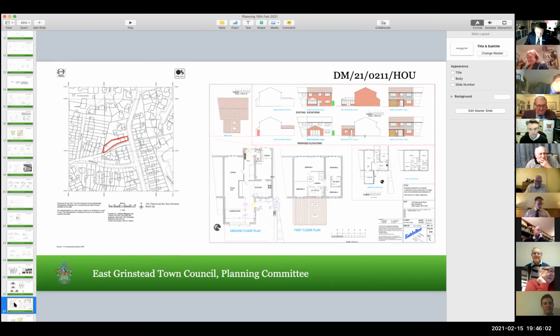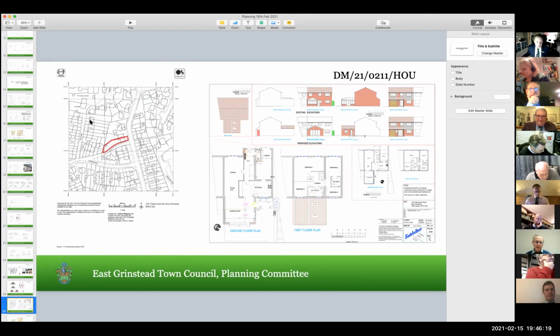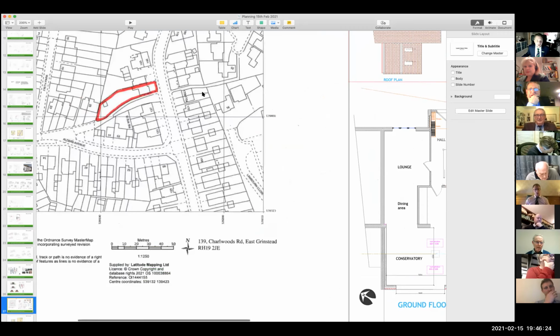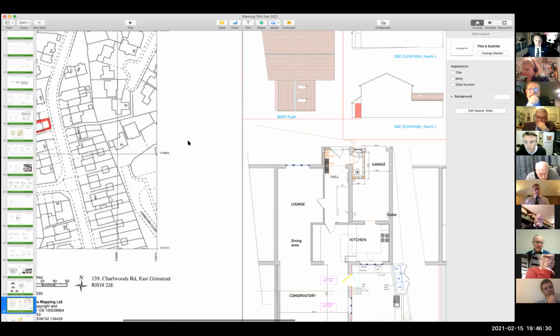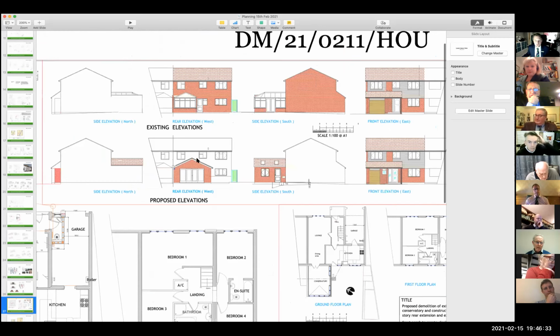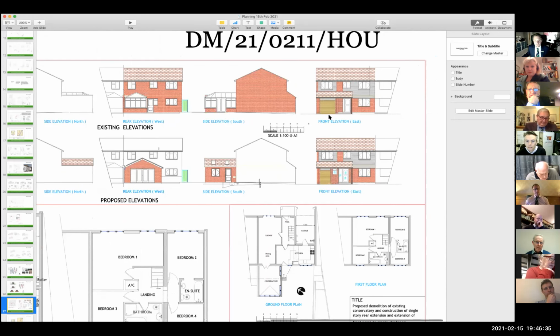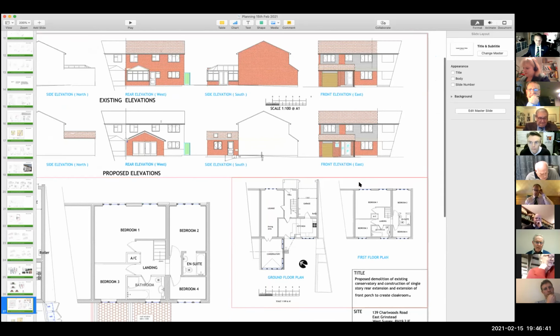Okay, so DM 210211. This is 139 Charwoods Road. This is demolition of existing conservatory, construction of single-storey rear extension and enclosed front porch under existing roof. So this is fairly standard fare. This is part way down Charwoods on the left-hand side. You go down the hill. This is the existing conservatory, proposed new rear extension, and infilling of the porch area there.